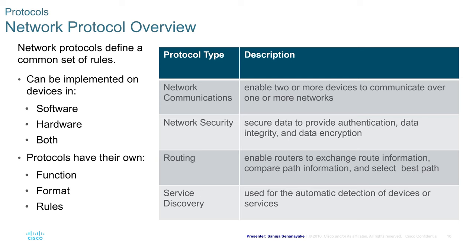For example, right here we have protocol types. Network communication enables two or more devices to communicate over one or more networks. Network security secures data to provide authentication, data integrity, and encryption. Routing enables routers to exchange route information, compare path information, and select the best path. Device discovery is used for the automatic detection of devices or services. What you need to remember is that network protocols have a set of rules, and that's what makes it a protocol: agreed-upon rules. That's what's really important in this slide that you need to remember.